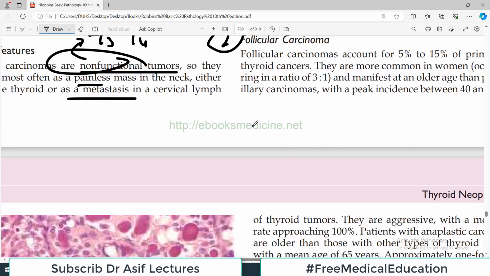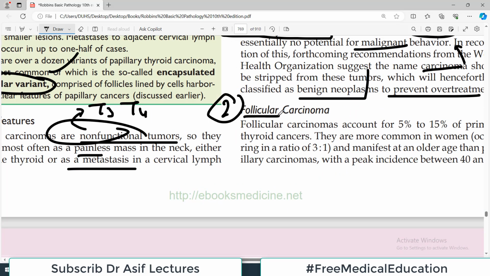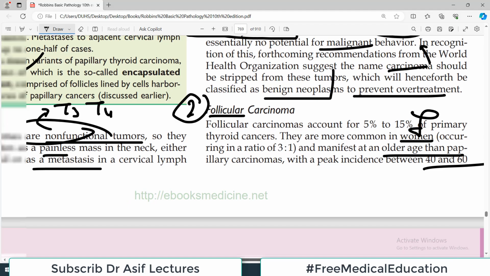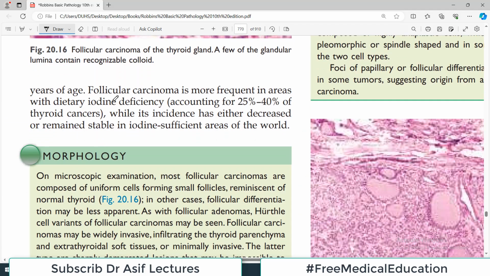Okay, papillary cancer. The second category obviously is follicular carcinomas, which account for about 5 to 15% of thyroid cancers. They are more common in women, and manifest in older age. Papillary can occur at any age, while these are usually in older age, between 40 and 60, not before that. Follicular carcinoma is more frequent in areas with iodine deficiency. There you go. Papillary carcinoma is more associated with radiation, and follicular with iodine deficiency.